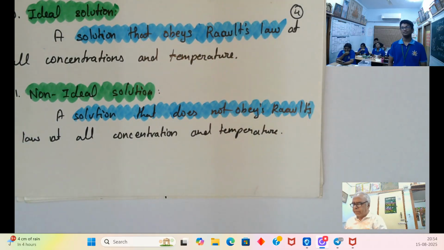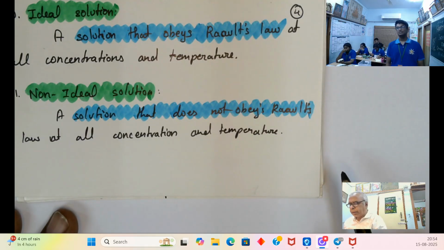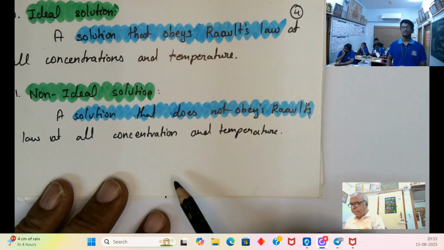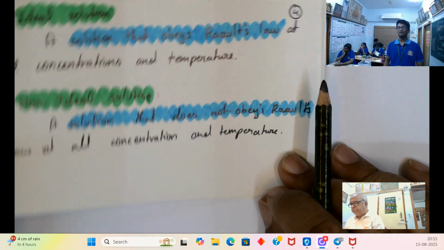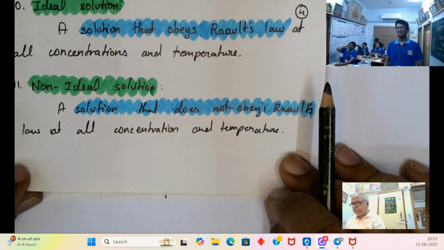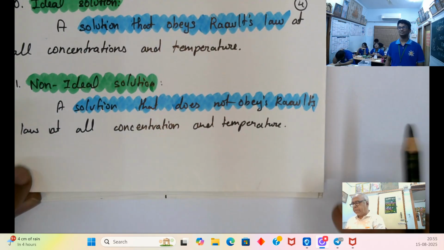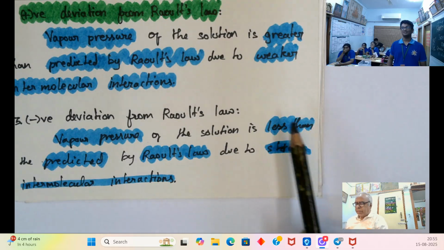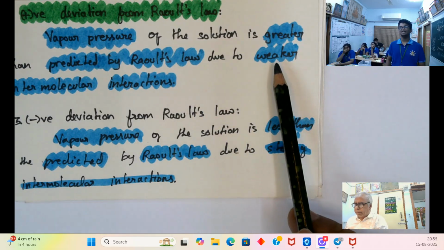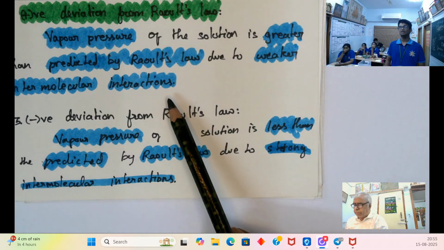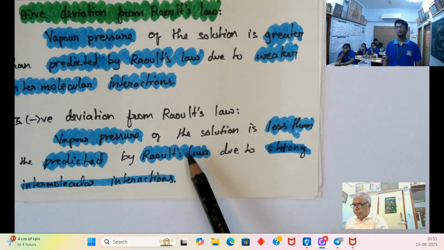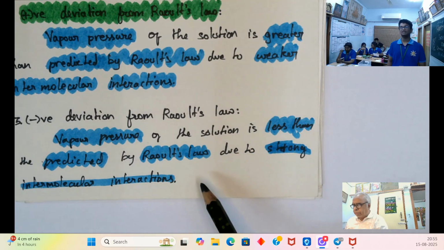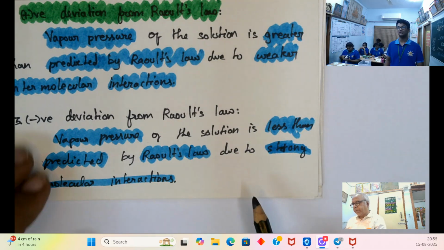Ideal solution: a solution that obeys Raoult's law at all concentrations and temperatures. Non-ideal solution: a solution that does not obey Raoult's law at all concentrations. Positive deviation from Raoult's law: the vapor pressure of the solution is greater than predicted by Raoult's law due to weaker intermolecular interactions. Negative deviation: the vapor pressure is less than predicted due to stronger intermolecular interactions.